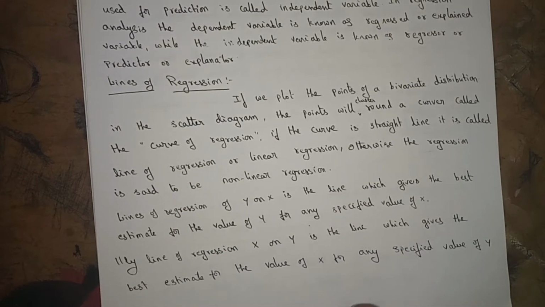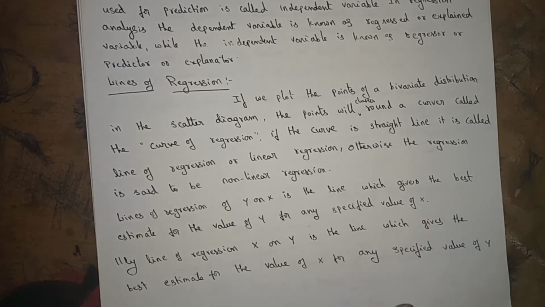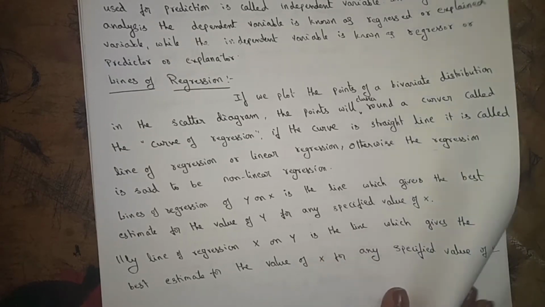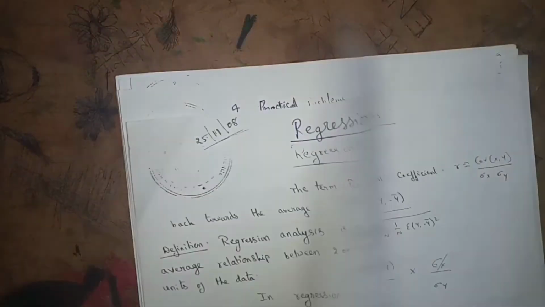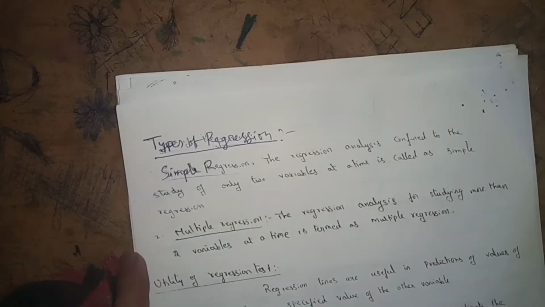Similarly, the line of regression x on y is the line which gives the best estimate for the value of x for any specified value of y. This is the notation of the regression lines, x on y and y on x. And what are the formulas? We will see.